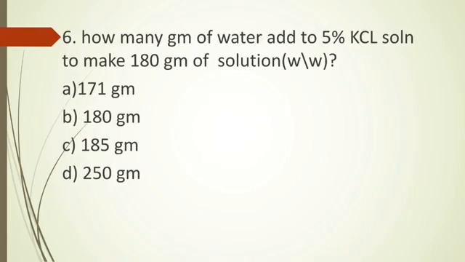Now coming to the sixth question: how many grams of water must be added to a 5% potassium chloride solution to make 180 grams of solution in weight? Option A 170 gram, option B 171 gram, option C 180 gram, option D 185 gram, and option E 250 gram. So we have to find the quantity of water to be added to this 5% KCl solution to make 180 grams of solution.